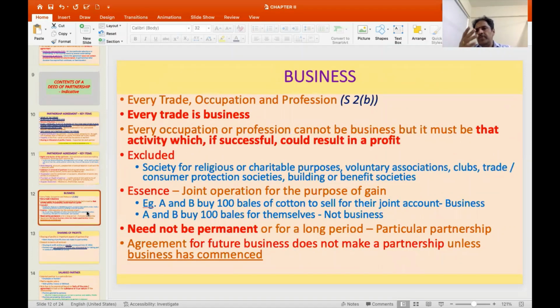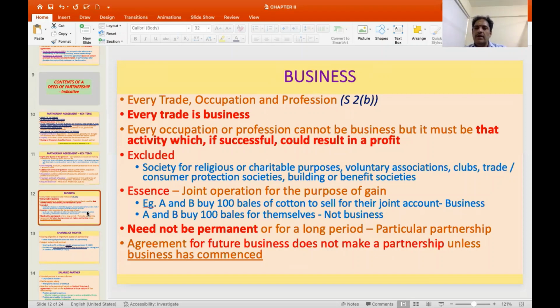Then the next aspect. So now we have seen partners, then we have seen the agreement, and the third part is business. Section 2(b) defines business as every trade, occupation, and profession. While trade is something where you are buying and selling goods and automatically there is an element of profit involved, it can be treated as business. But where there is an occupation or a profession, it is important that this must be for the purpose of earning a profit. So only those activities will be treated as business for the purpose of a partnership firm.